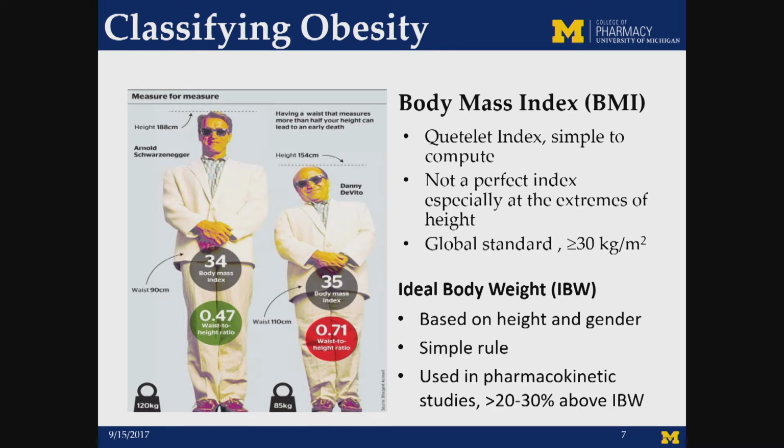And this is important because BMI again was adopted in 1985, but several of our pharmacologic studies were based on another metric known as the ideal body weight. This is based on height and gender. It's a very simple rule, and I'm going to go over that specific equation and explain the origins of that equation. That equation has been used in several pharmacokinetic studies, and in general terms, individuals who are 20 to 30% above ideal body weight are categorized as being obese.